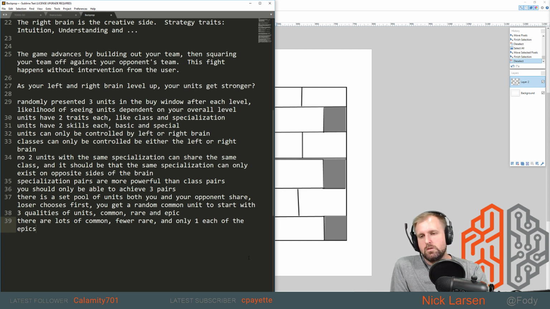So there's going to be three kinds of left brain and right brain. All right, three kinds of left brain and right brain.